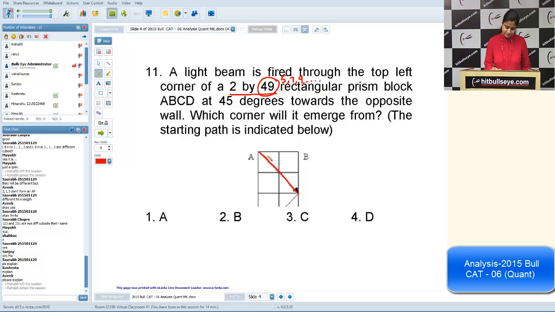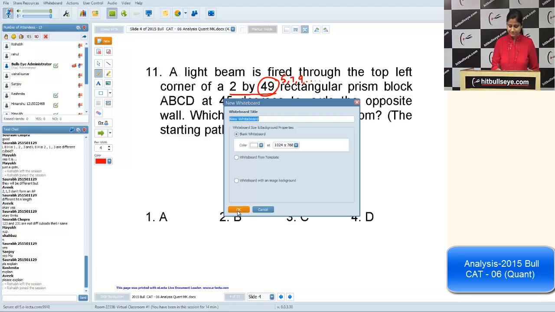45 degrees towards the opposite wall. This is the thing, because this angle is 45 degrees. Which corner will it emerge from? That is the question. So let us see.